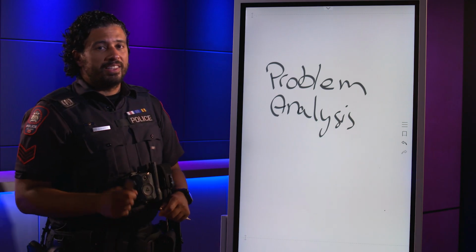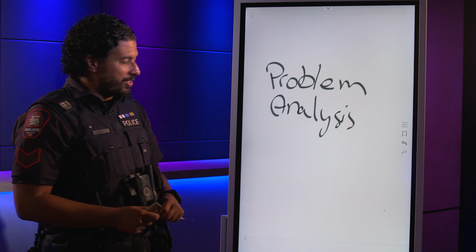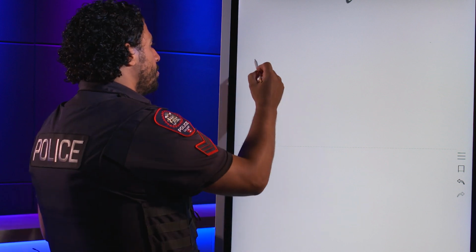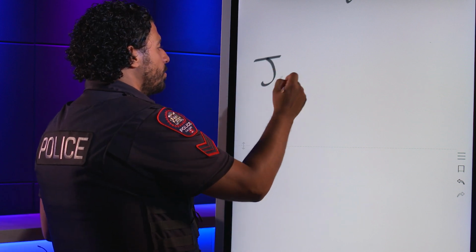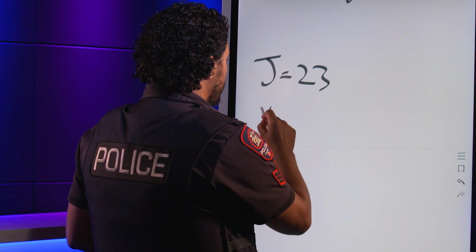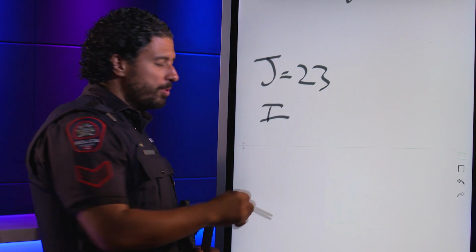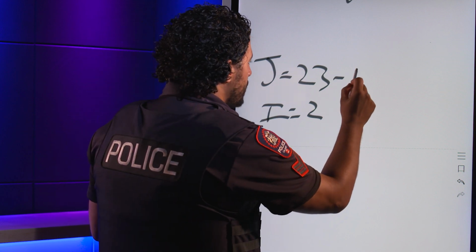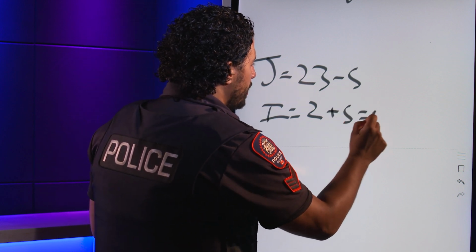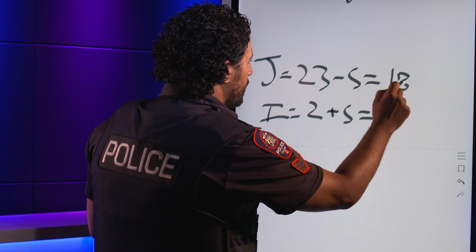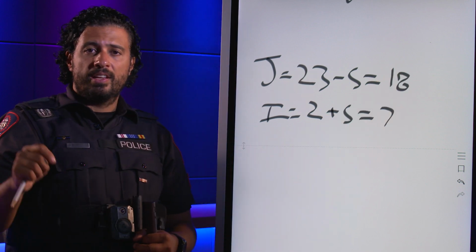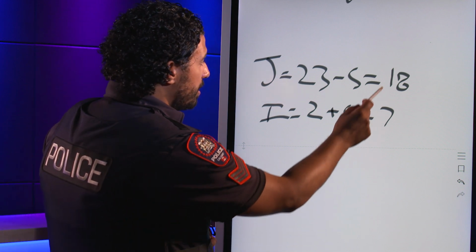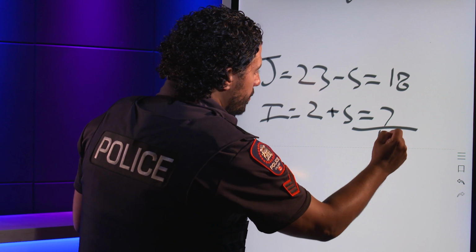All right, was your answer 11? Because that is the correct answer. Let us work this one out together. So if Jane has 23 apples, I would put Jane equals 23 apples, and I have 2 apples. And then Jane gives me 5 apples, so minus 5 on this side, plus 5 on this side. So this one would be 18. How many more apples does she have than myself? So then I go 18 minus 7 equals 11.